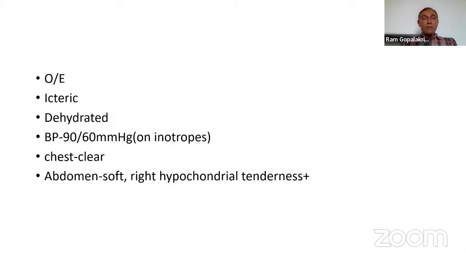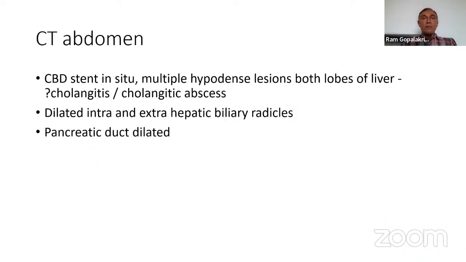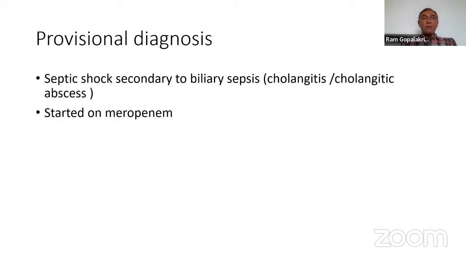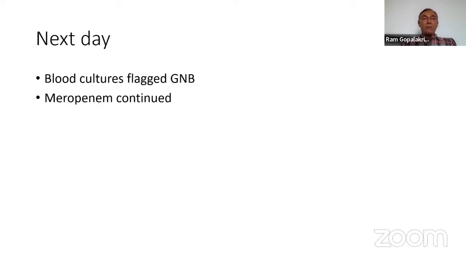On examination, he was icteric and dehydrated. He was on inotropes. Chest was clear. Abdomen was soft with right hypochondrial tenderness. A CT abdomen showed a CBD stent in situ with multiple hypodense lesions in both lobes of the liver, possibly cholangitic abscesses, with dilated IHBRs and a dilated pancreatic duct. So the diagnosis was septic shock secondary to biliary sepsis. He got started on meropenem.